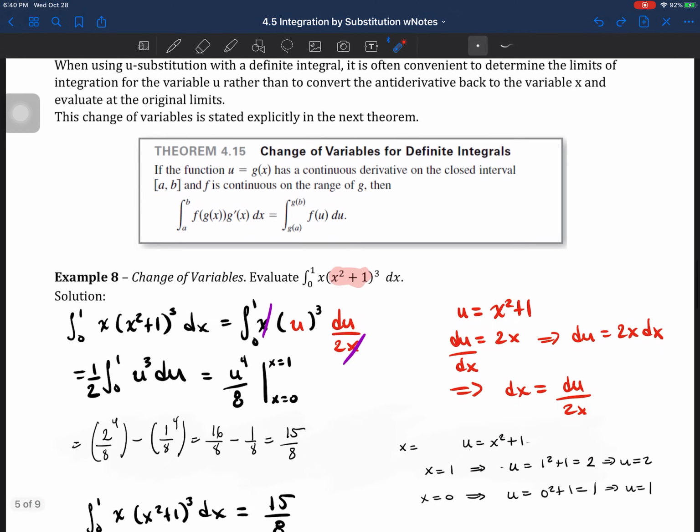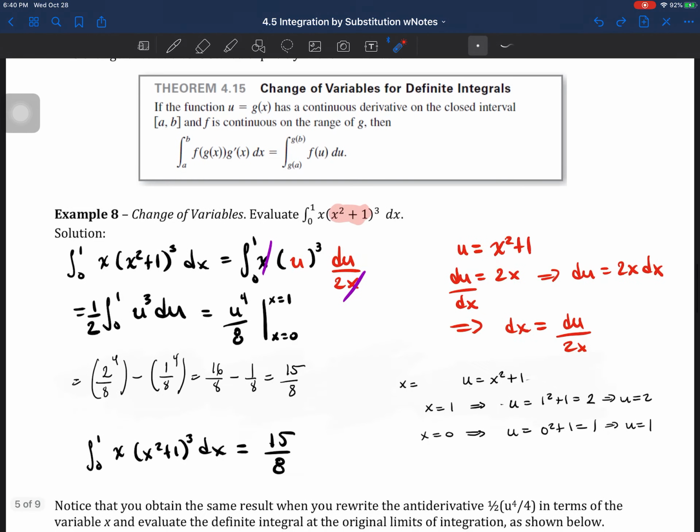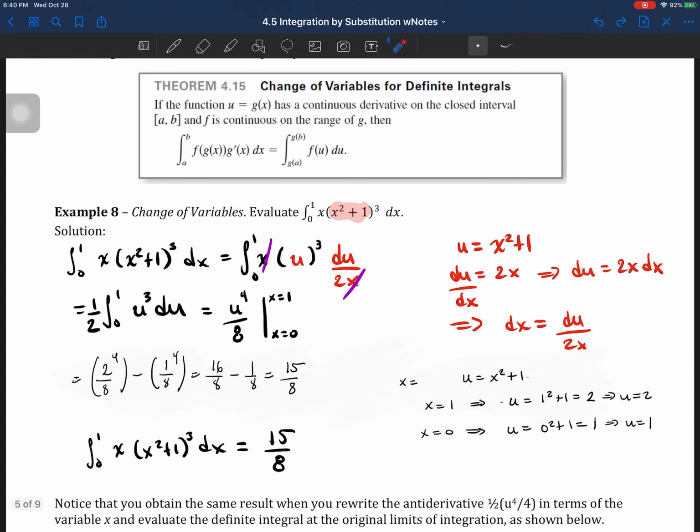Let me show you guys the next example. Alright, so we're going to evaluate the integral from 0 to 1 of x times (x squared plus 1) cubed dx. So first things first, let's go ahead and recognize what's going to be the u and what's going to be the rest of it, right?